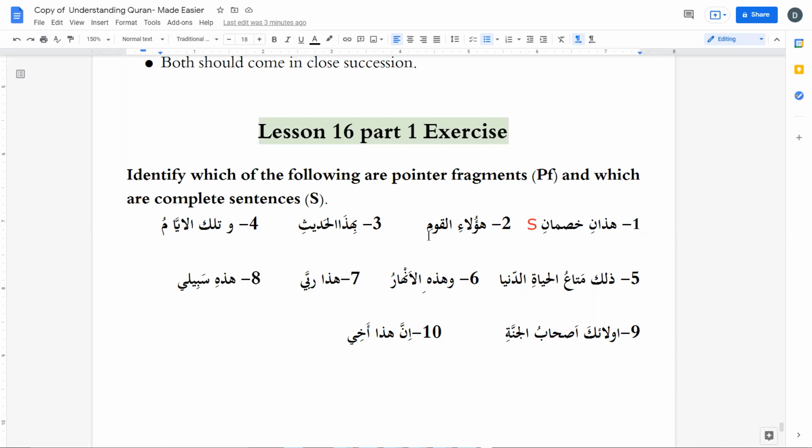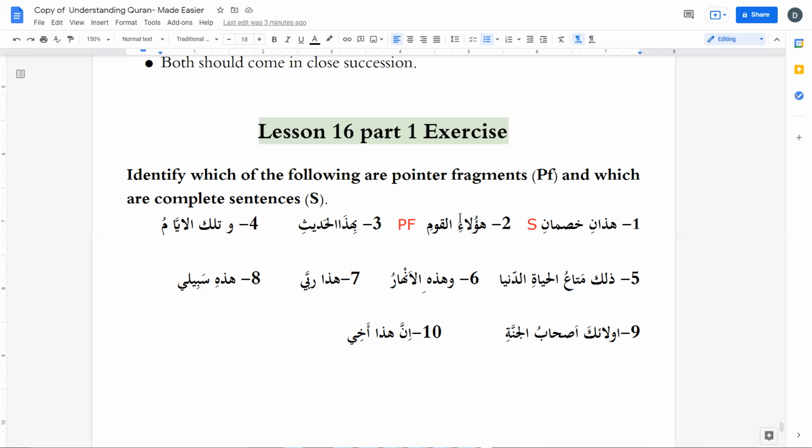But in this one, yes, you are right. This is a pointer fragment. And how? The first one is ism ishara. The second one is another ism, and this ism is starting with al, and both are coming close to each other. And what about the four properties matching? Hawla.